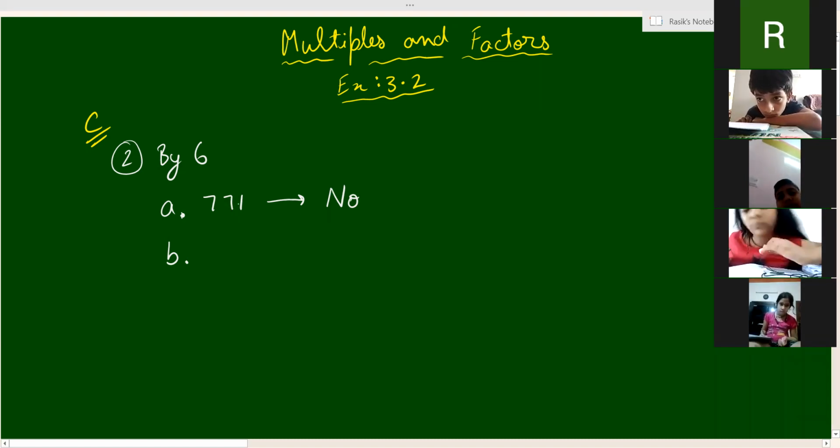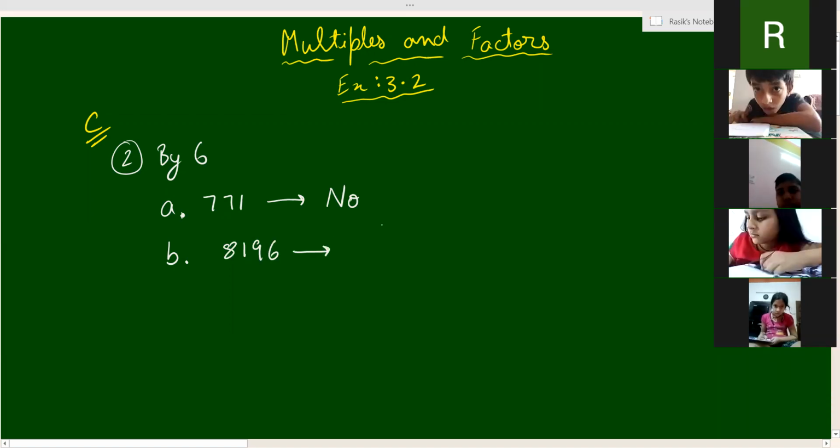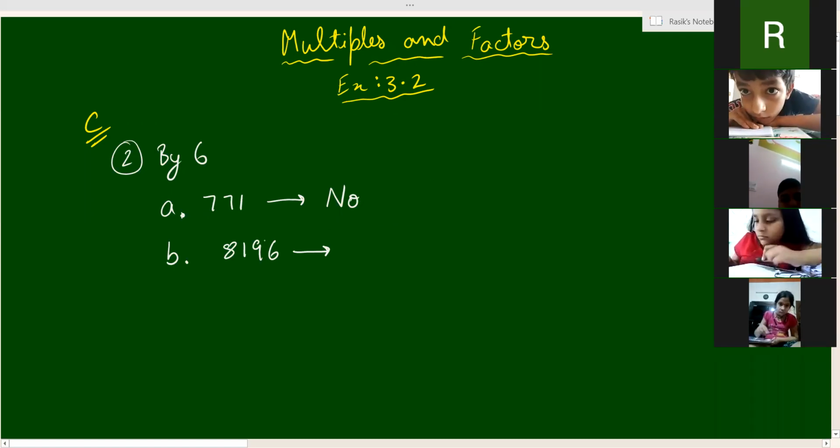So the B part, 8196. We have to check whether this number is divisible by 6 or not. First of all, you check whether this number is divisible by 2 or not. 8196 is an even number, so it is divisible by 2.